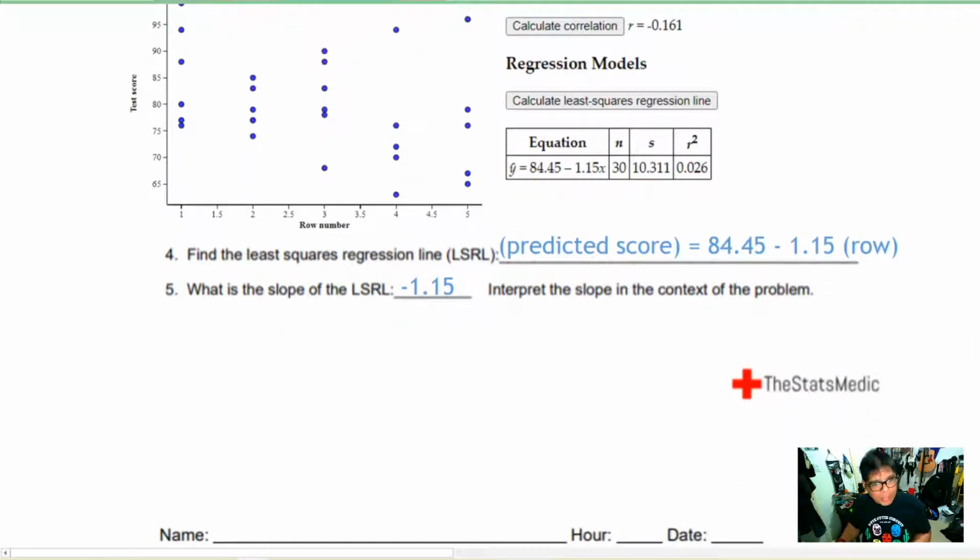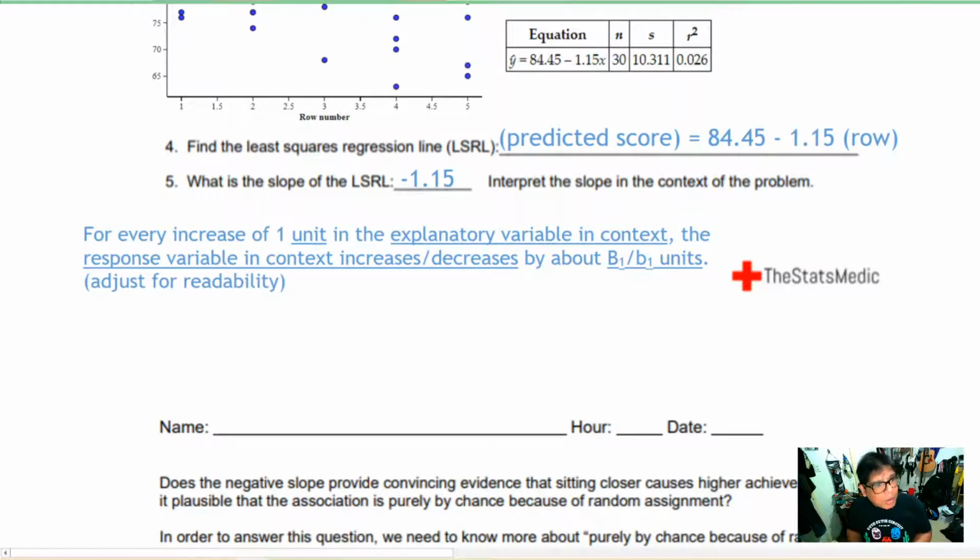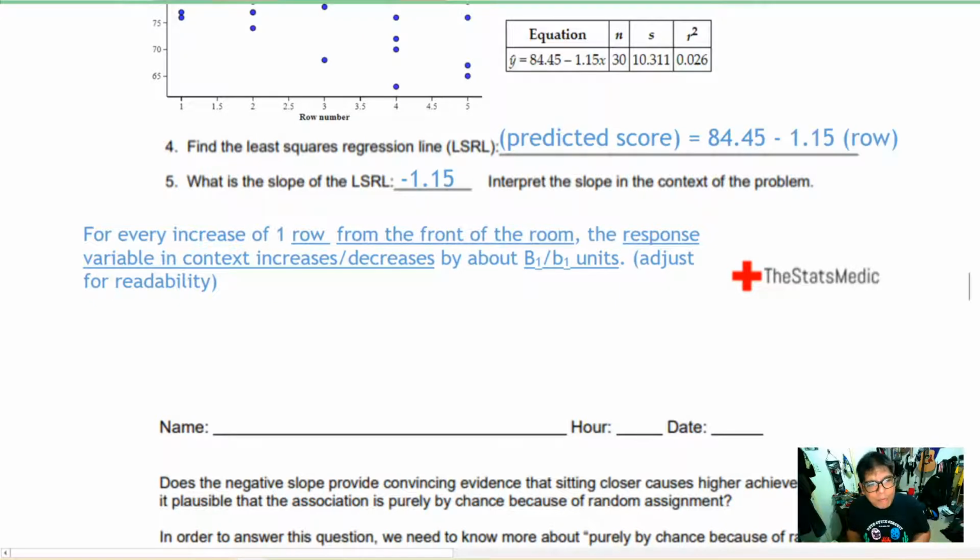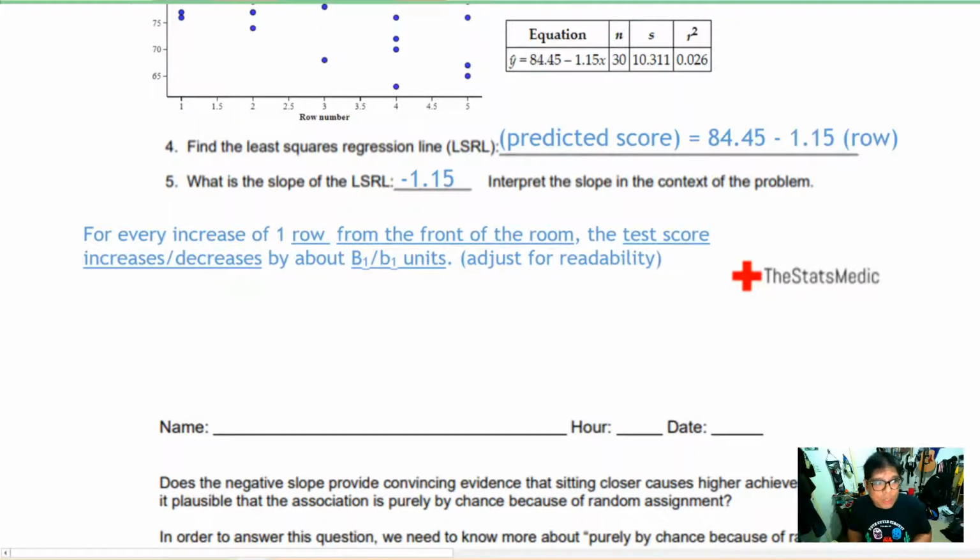How about we interpret that in the context of the problem? Here's our sentence starter. For every increase of 1 unit in the explanatory variable in context, well, the unit is row, and the explanatory variable. So for every increase of 1 row, maybe we should just say from the front of the room, the response variable in context. Okay, that's pretty easy. That's the test score, and we have a negative slope, so decreases by about 1.15 points.